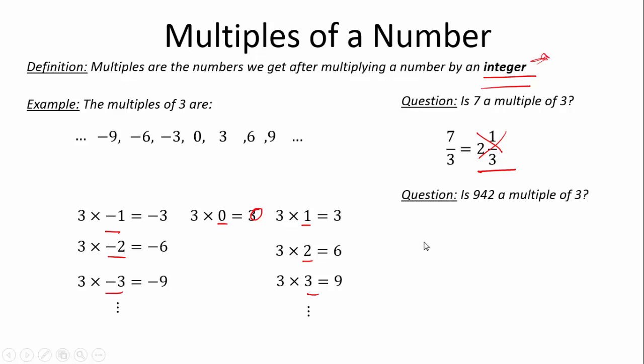Is 942 a multiple of 3? That's easy. We just go 942 divided by 3. You can put this in your calculator, and that equals 314. There are no remainders. So yes, it is a multiple of 3. So 942 is a multiple of 3, is how we say that answer.